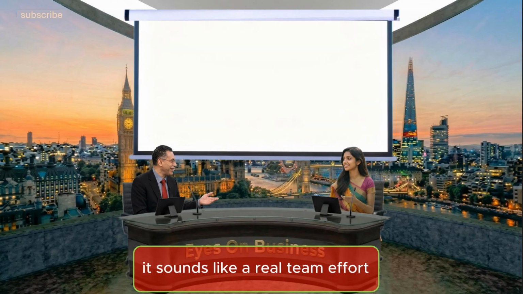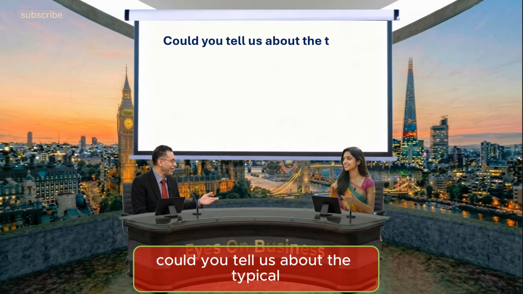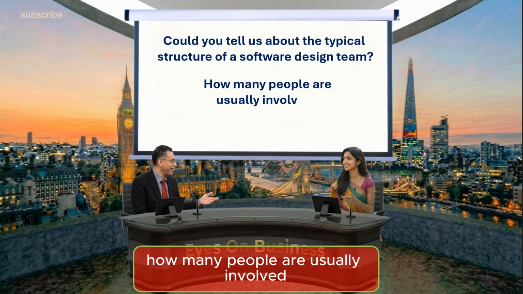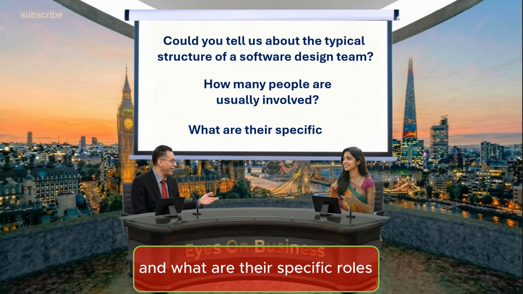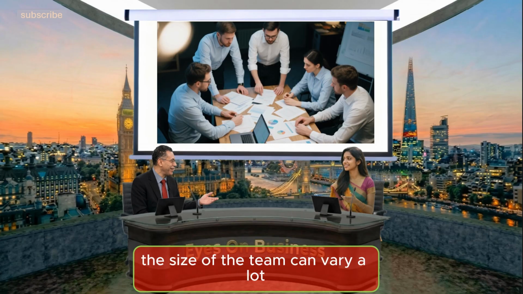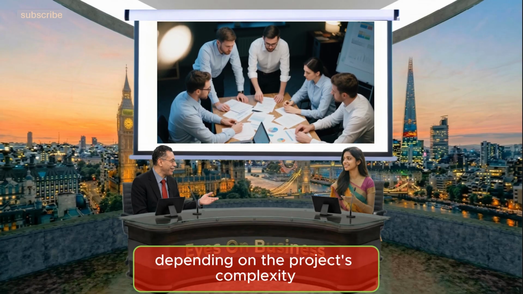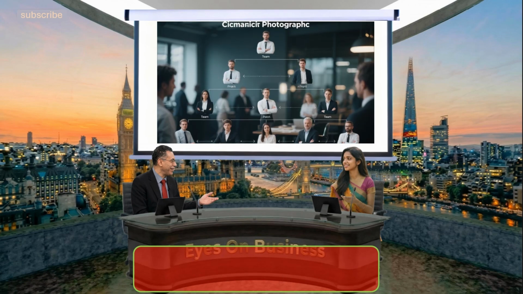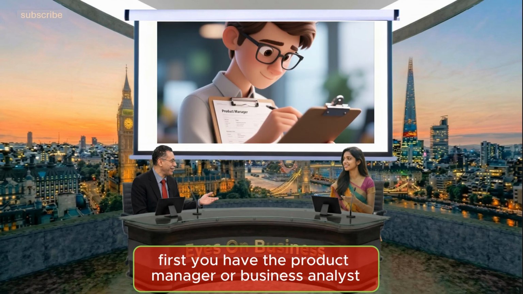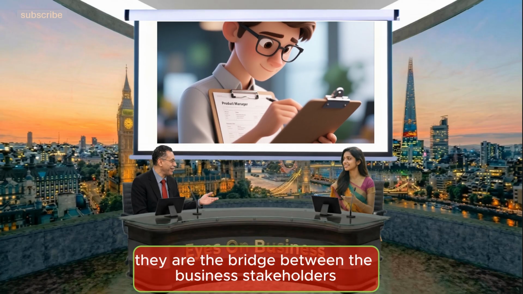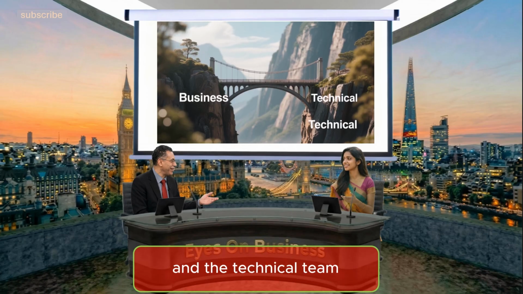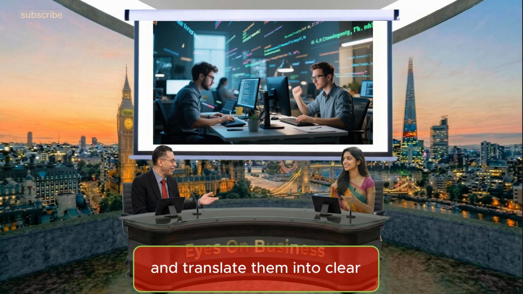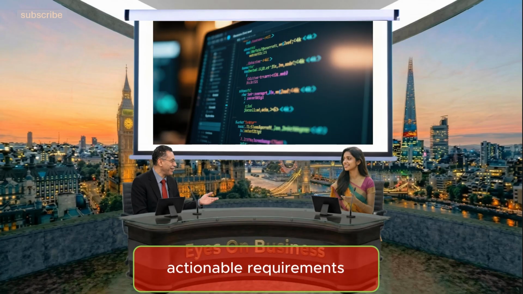It sounds like a real team effort. Could you tell us about the typical structure of a software design team? How many people are usually involved, and what are their specific roles? The size of the team can vary a lot depending on the project's complexity, but a core team often includes several key roles. First, you have the product manager or business analyst. They are the bridge between the business stakeholders and the technical team. Their job is to understand the business needs and translate them into clear, actionable requirements.